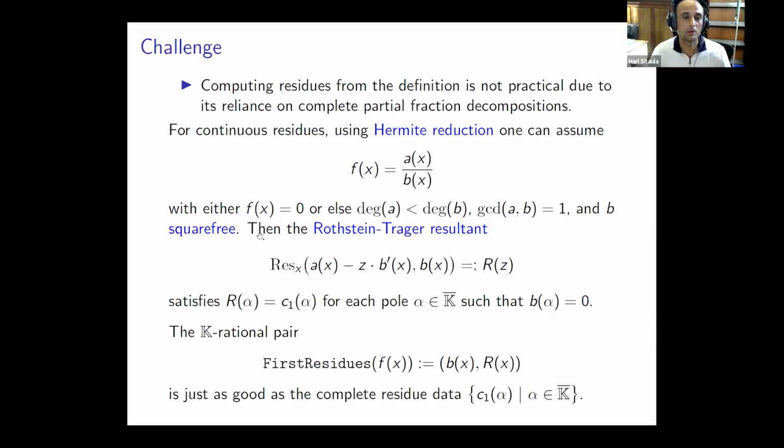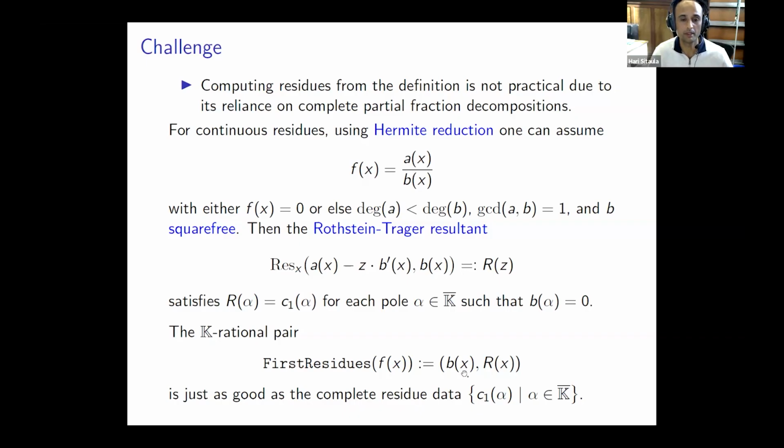So to compute the continuous residue of the rational function, we have been using the Rothstein-Trager resultant of these two polynomials. And if we evaluate this polynomial at the roots, or poles, of the given rational function, then these are going to be precisely the first order classical residues of the rational function. That means if we want to compute the classical residue of the rational function, then we can just compute this Rothstein-Trager resultant. And the Rothstein-Trager resultant of two polynomials can be computed by computing the determinant of the Sylvester matrix.